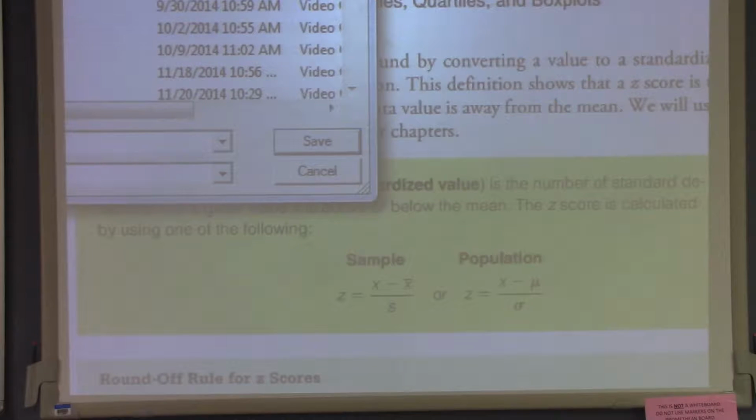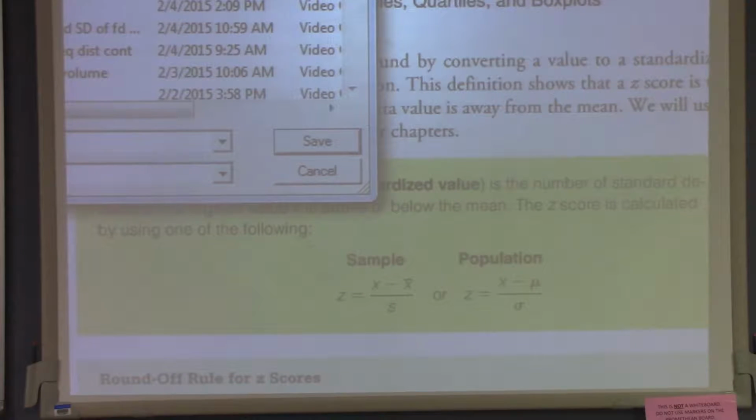Let's see. This is Math 120. And today is the 11th. And this is section 3.4, which I'm not going to call that. I'm going to call it dang old z-score, comma, z-score, quartiles, and boxplots.